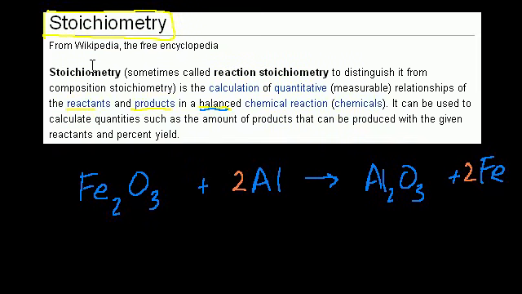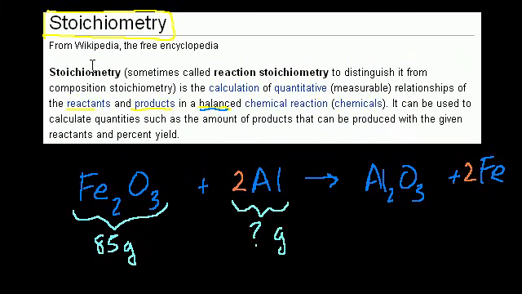So let's say that we were given 85 grams of the iron 3 oxide. So we're given 85 grams. My question to you is, how many grams of aluminum do we need?